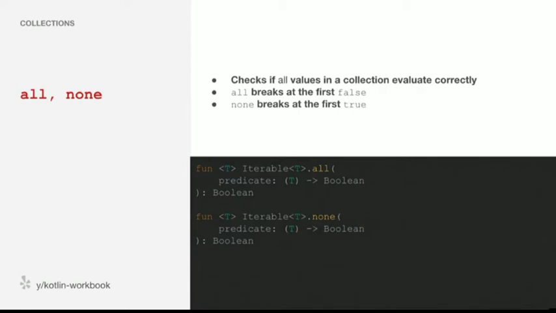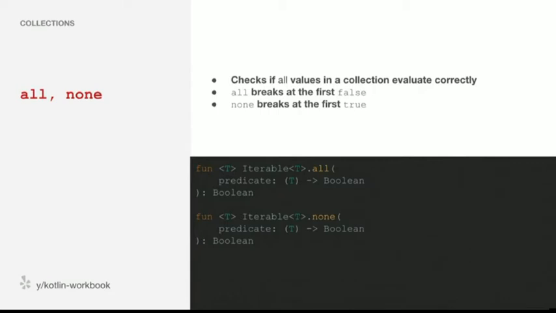The all is declared on anything that you can iterate over. The function that you pass inside has to evaluate to a Boolean. It will call your function with every element in the iterable, and the first time you return a false from it, it will break and return false. If everything evaluated to true, it will return true as well. So you're making sure that every single item in your collection conforms to some expression that you want it to check.